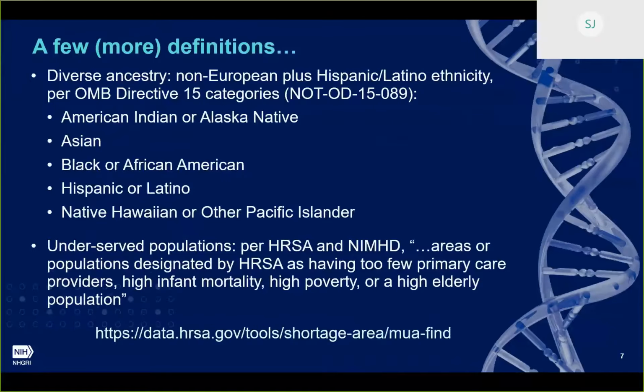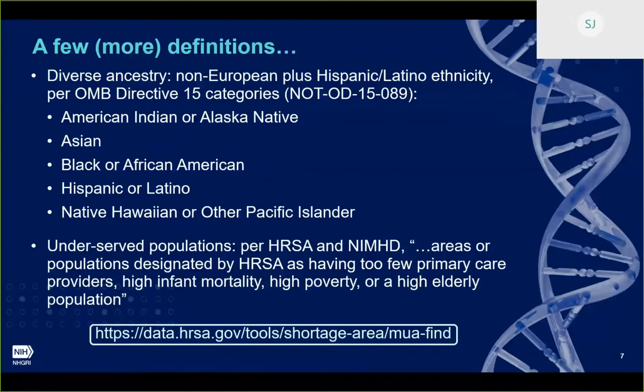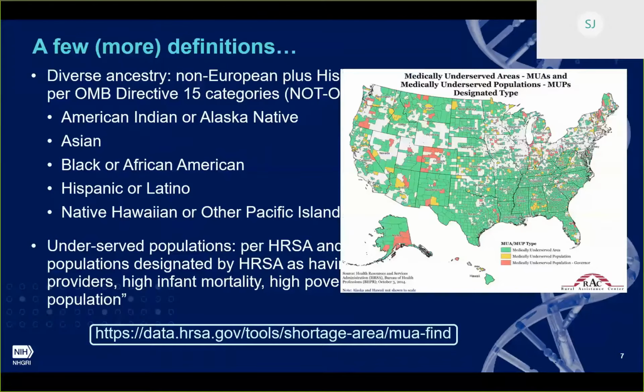So I'm not going to go through all this, but there are often questions about diverse ancestry, and this includes non-European plus Hispanic, Latino ethnicity, and there is a directive that we've outlined there, and we'll provide the link for that in the RFA. This includes American Indians or Alaskan Natives, Asians, Black or African Americans, Hispanic or Latino, including Native Hawaiian or Pacific Islanders. To talk about underserved populations, there's actually a publication for that, and we will refer you to that to get further information.